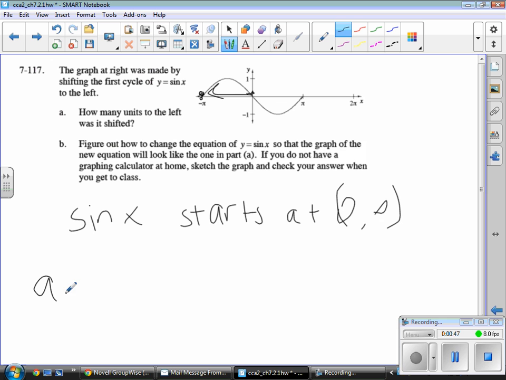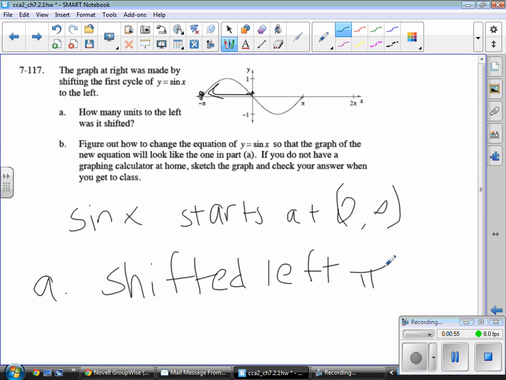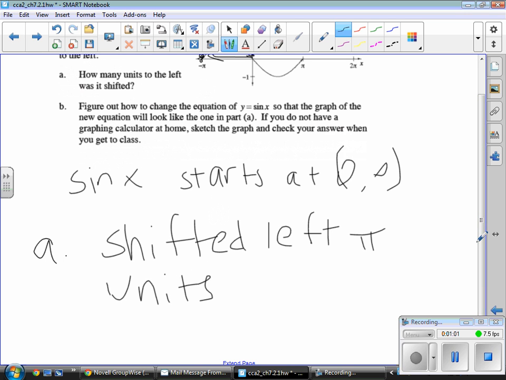So for part A, it was shifted left pi units. Alright, so that's for part A. Shifted to the left pi units because it normally starts at 0, 0, and it's moved over to start. Now its x-intercept is at negative pi.